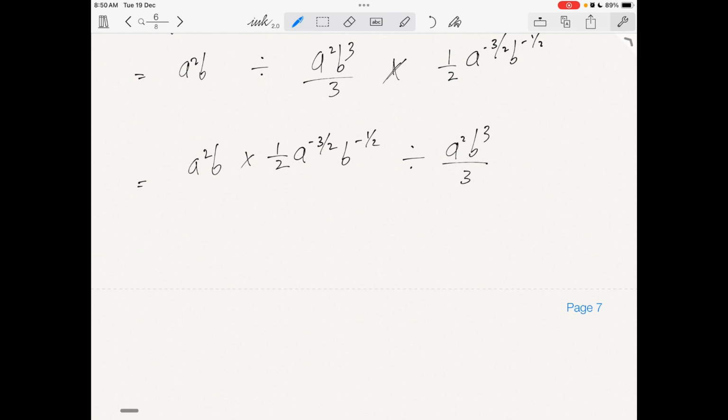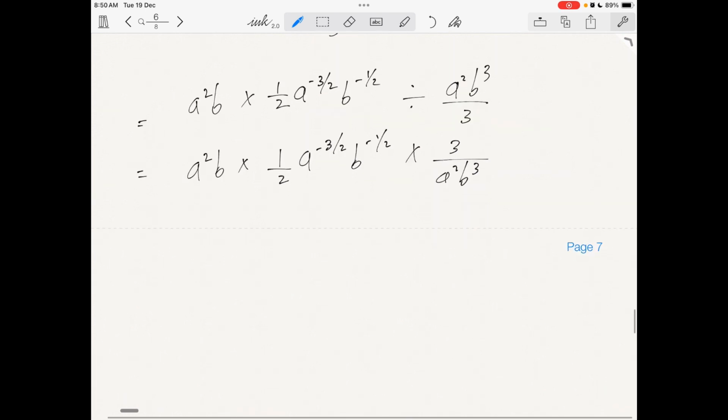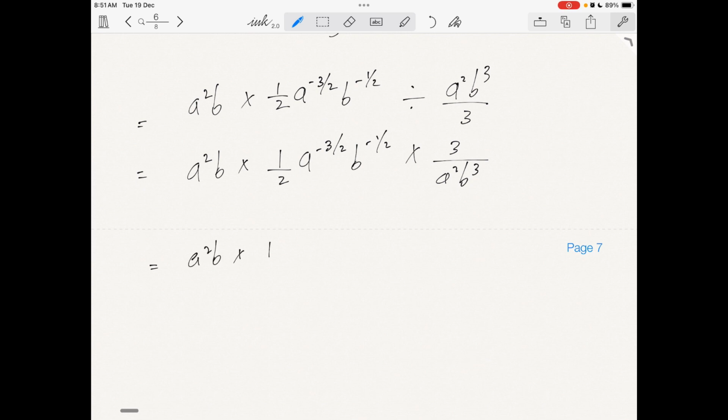Now let's change this division sign to multiplication. That's a squared b multiplied by 1 over 2 a raised to power minus 3 over 2 b raised to power minus 1 over 2 multiplied by 3 over a squared b cubed. Now it all makes sense. Now that we have all multiplication signs, I can bring out my coefficients. That's 1 over 2 multiplied by 3, and then factorize with a accordingly.